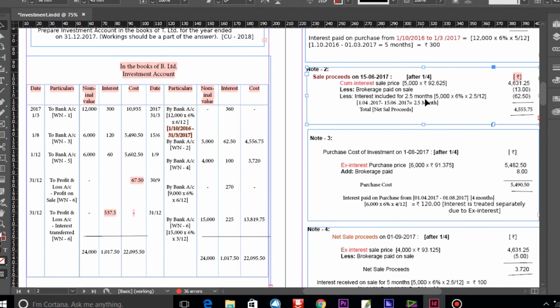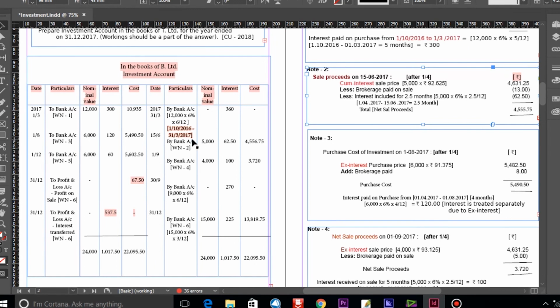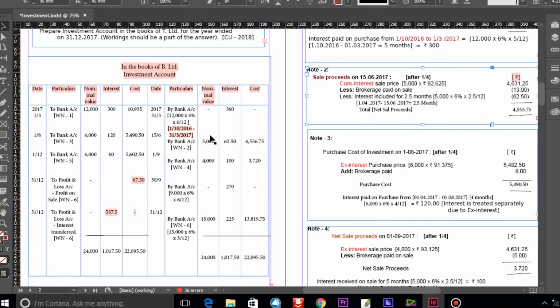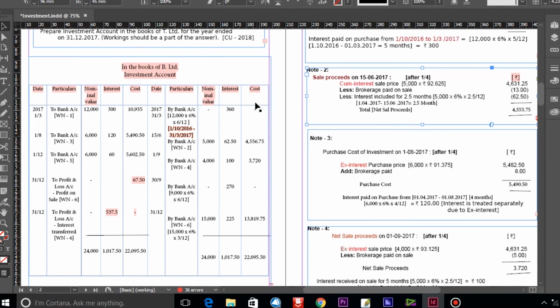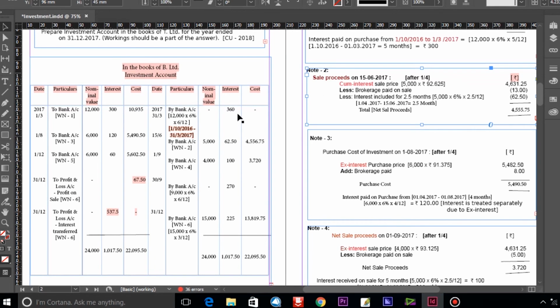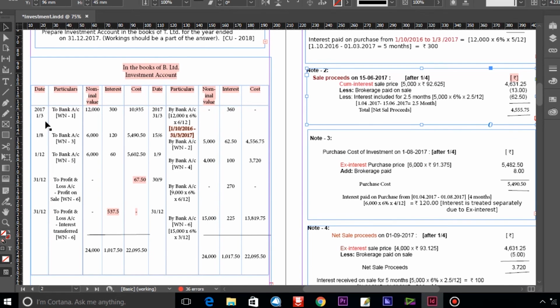Therefore, by bank on 15/6, by bank 5,000 nominal value and 4556.75 cost and interest 62.50. Now let us see, an interest amount will have to be ascertained, will have to be calculated beforehand.